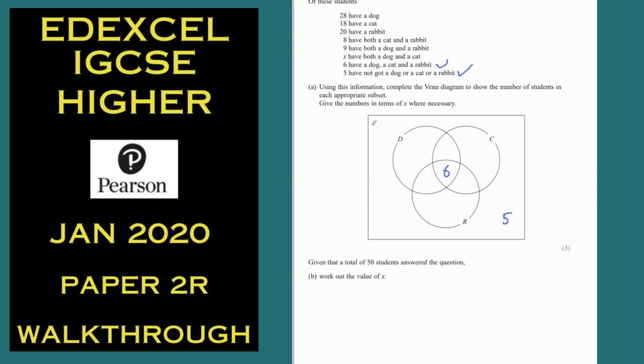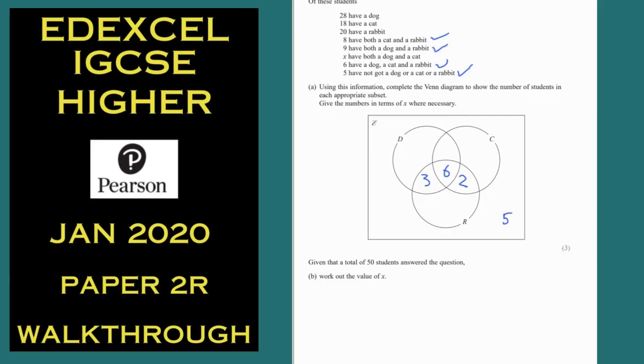X have both a dog and a cat. I'll come back to that. 9 have both a dog and a rabbit. So there's dog, there's rabbit. 6 we already know about. So it's 3 in there. That will make the total of 9. 8 have both a cat and a rabbit. So the intersection needs to total 8. So it's 6 plus 2.